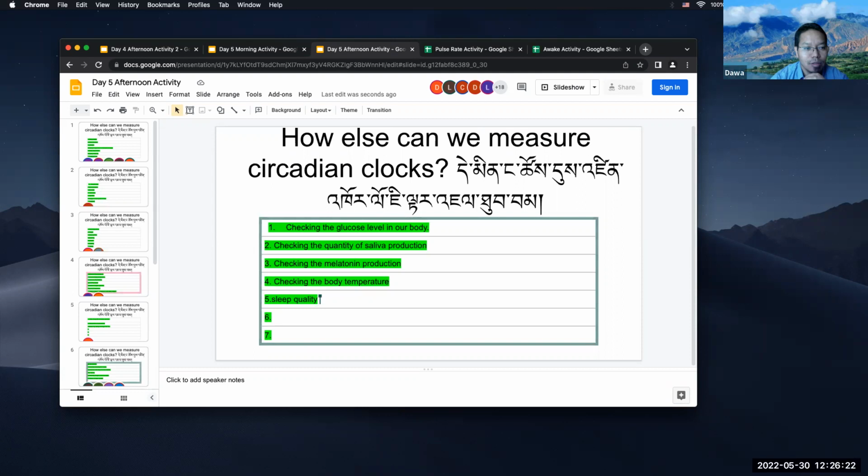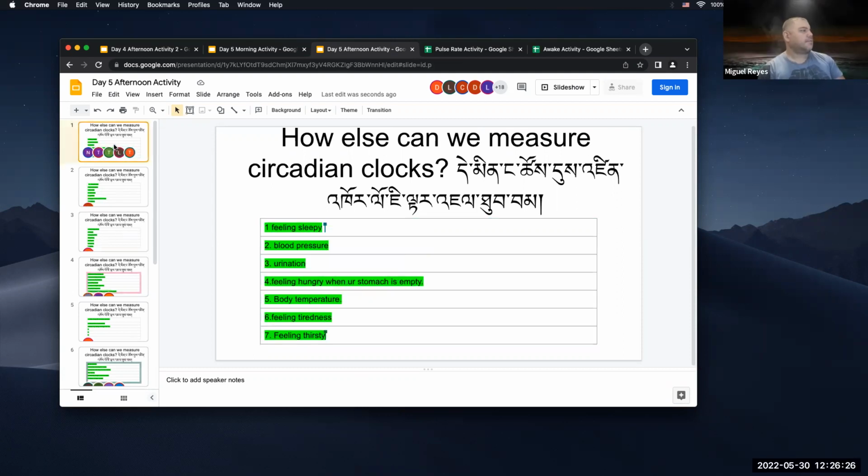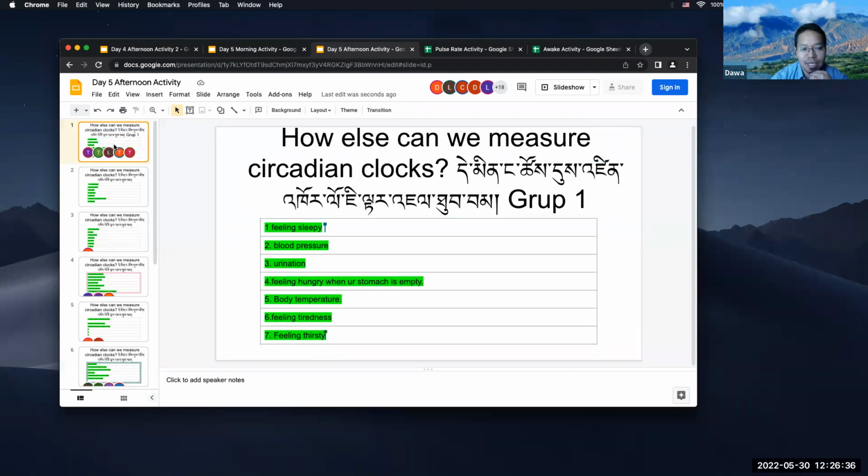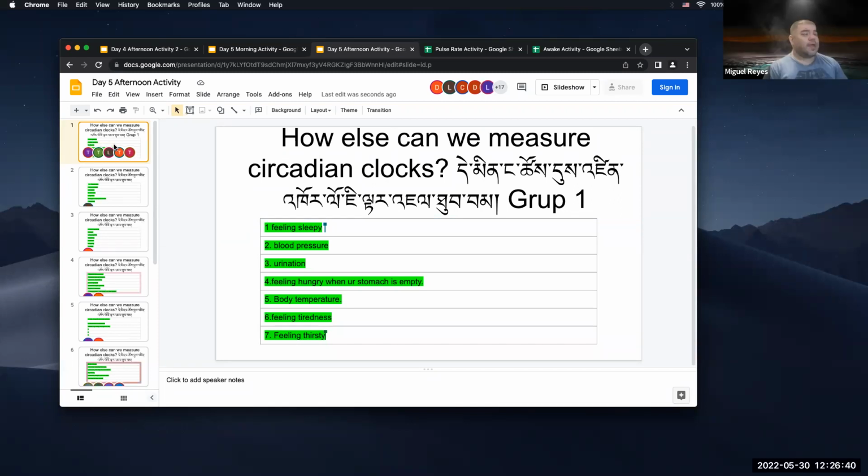Can you click on group one? The first one, yes. The feeling sleepy and blood pressure, urination and hunger, body temperature, and feeling tiredness or feeling thirsty. And you know, thirsty goes with urination. The more you drink, the more you urinate, right? Very, very good answers, my friends.